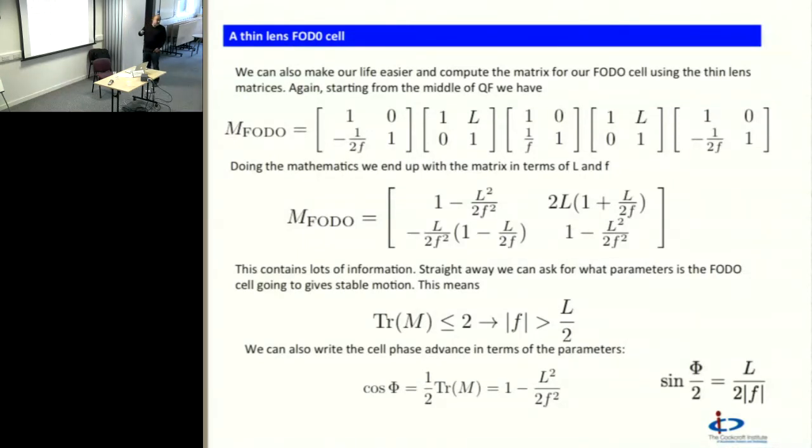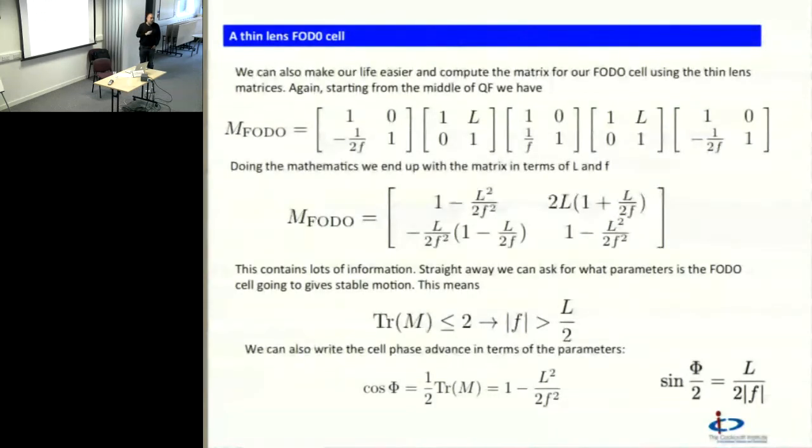So let's do this again, same calculation. Here we have, from the middle of the QF, half the QF, drift, QD, drift, half the QF. Multiply those together, and we get this. Now it's parameterized in terms of L and the focal length F, and it looks a bit like that. There's loads of information there, and I haven't got time to discuss all of it, but for example, what range of L and F gives you a stable motion?